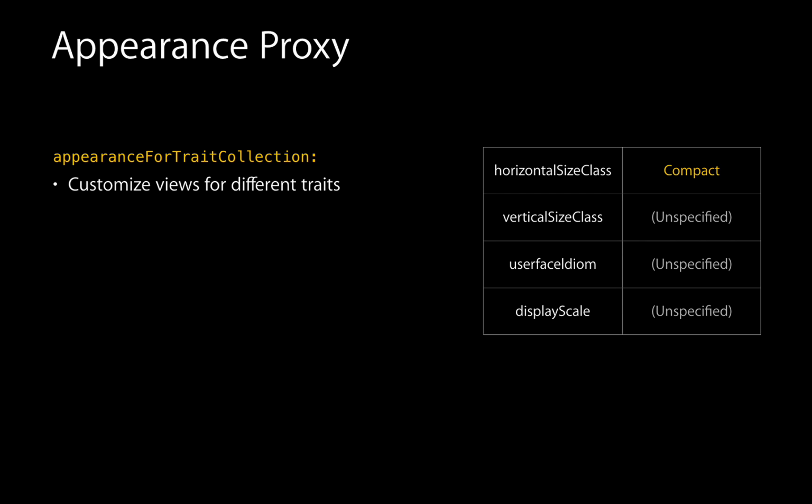Generally, you'd pass in a partially specified trait collection, like a horizontal size class of compact, and then you'd be able to customize all of your views when they are inside of a compact horizontal size class. And this is really great for customizing all of your views together.